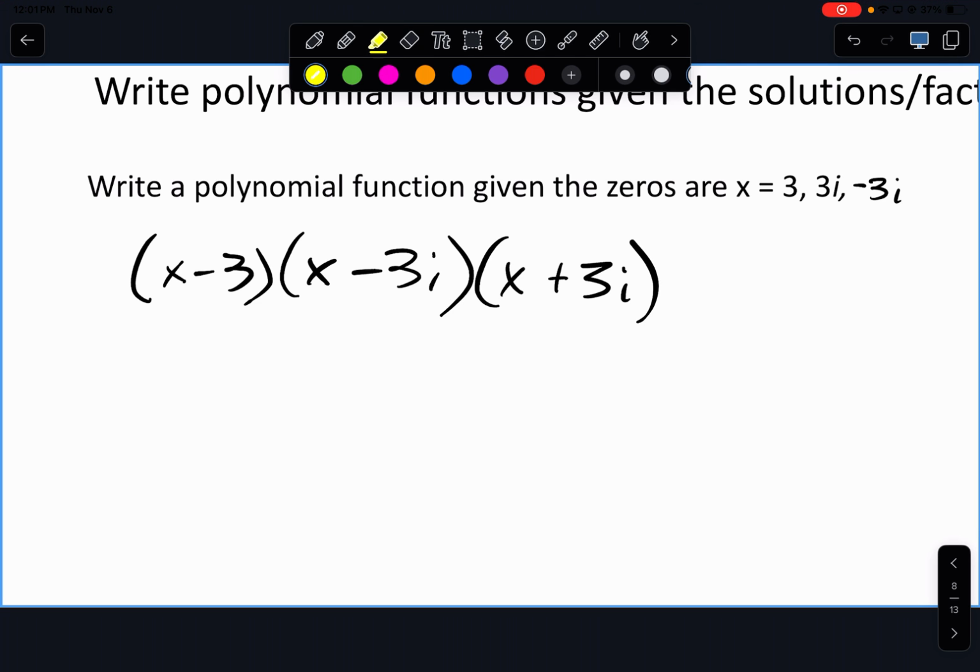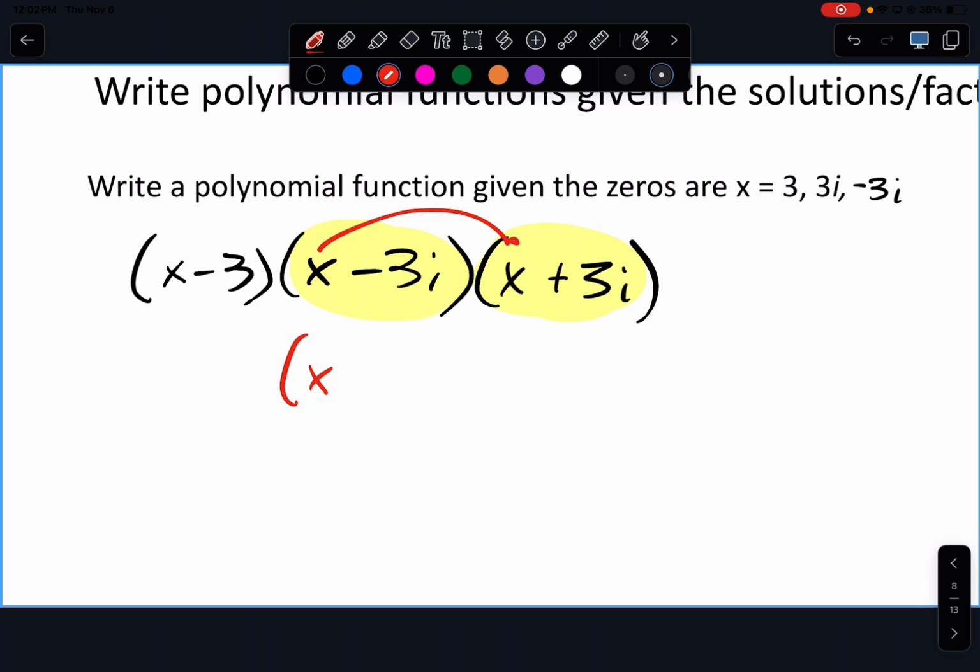You have to notice that these two are conjugates. Remember, a conjugate is when you have the same thing, but just opposite signs. So it's x minus 3i and then x plus 3i. They're conjugates. Remember, we used this when we had imaginary numbers in the denominator, right? We used conjugates to eliminate the imaginary numbers from the denominator. So we want to start with this because it's going to give us our most simple thing to FOIL with. So let's do that.